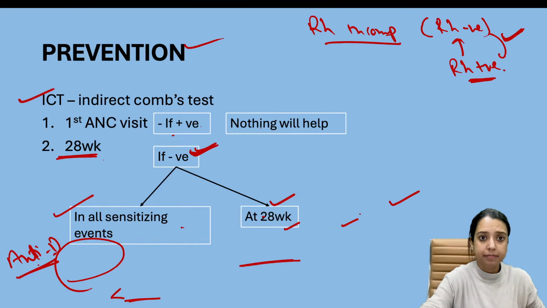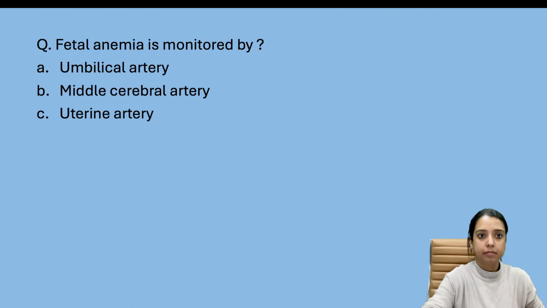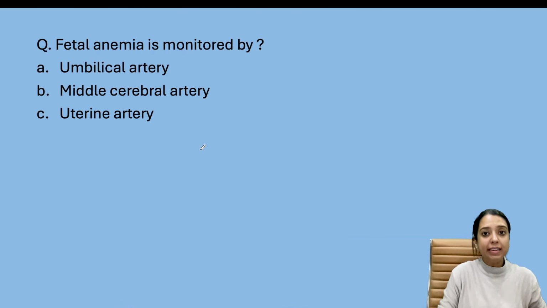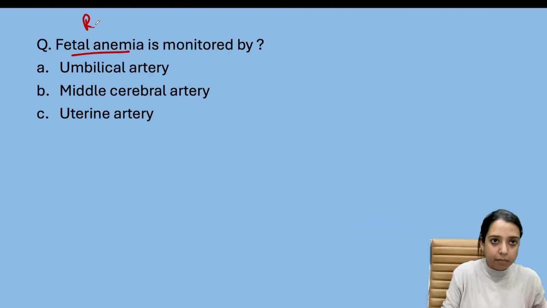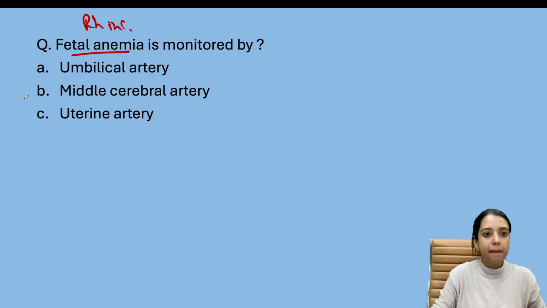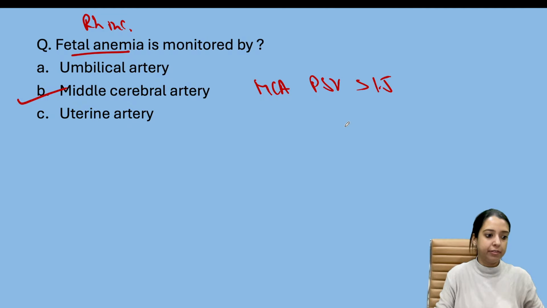There was a question. Fetal anemia is monitored by? Fetal anemia, in which pathology will we monitor? In which pathology will the baby develop anemia? Not in maternal anemia. In maternal anemia the baby never develops anemia. In Rh incompatibility. And how do we monitor? Middle cerebral artery. If my middle cerebral artery peak systolic velocity is more than 1.5, then what will I do? I will do the intrauterine fetal transfusion.